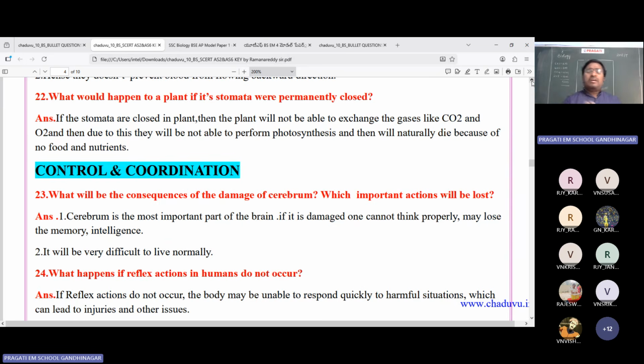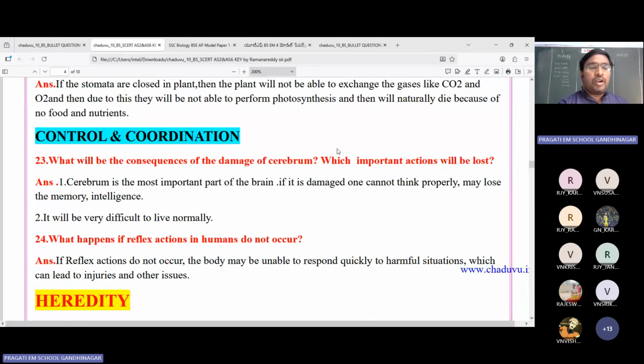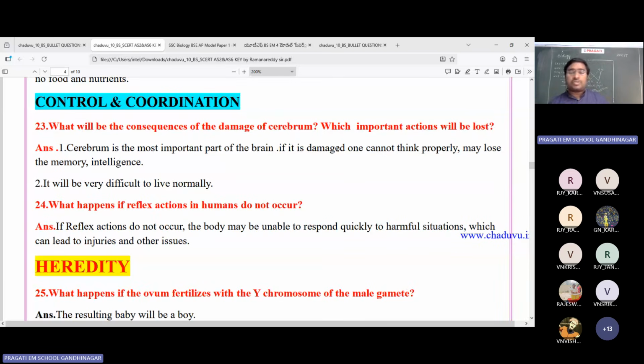If the stomata are closed permanently, what will happen? If the stomata are closed in plants, the plant will not be able to exchange gases like carbon dioxide and water. Due to this, they will not be able to perform photosynthesis, and then will naturally die. Okay, the plant will die. If there is no exchange of gases, there is no production of food and nutrients. Okay, this is about life process 2 mark questions. Now, control and coordination, important 2 mark questions.